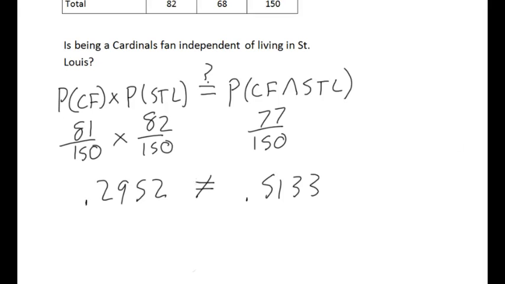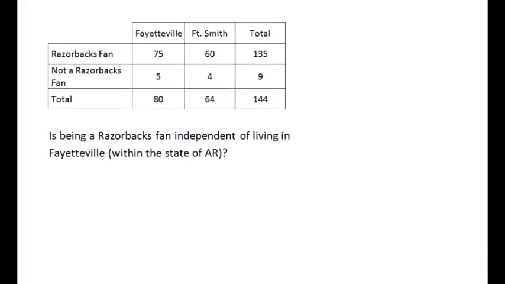Let's look at another example. So in this, another made-up survey, we have people from Fayetteville and people from Fort Smith, and whether or not they are Razorbacks fans or not. So the question we want to answer is: is being a Razorbacks fan independent of living in Fayetteville, assuming that we're only looking at places within the state of Arkansas? So in other words, are people in Fort Smith just as likely to be Razorbacks fans as the people in Fayetteville? So to do that, we'll again use the formula.